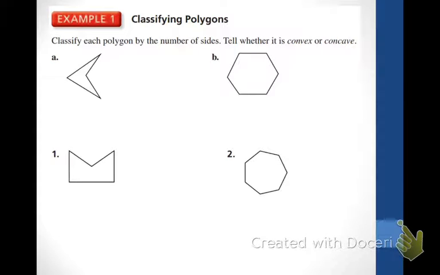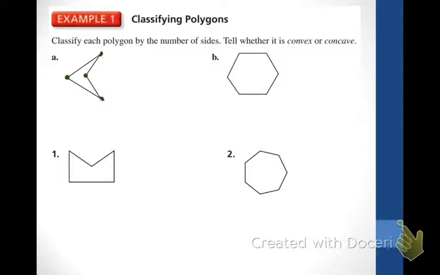Alright, so the example is at the bottom of your page. We have to classify it and then tell if it's convex or concave. Okay, so let's look at this. The first one, letter A, number 1. So here's how you count. You can count the sides, which kind of gets confusing. I count the vertices. So 1, 2, 3.